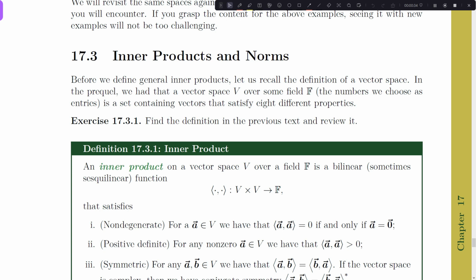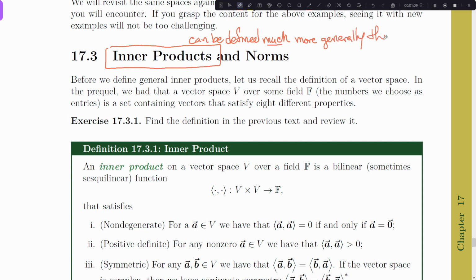Now, understandably, all function spaces are vector spaces, but I think you've all gotten very used to thinking about inner products just as dot products on finite dimensional vector spaces, and in particular like R3 or something like that. And so today, what we want to think about is that inner products can be defined much more generally than just the dot product we're used to.